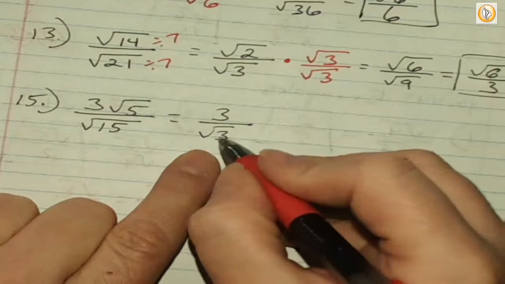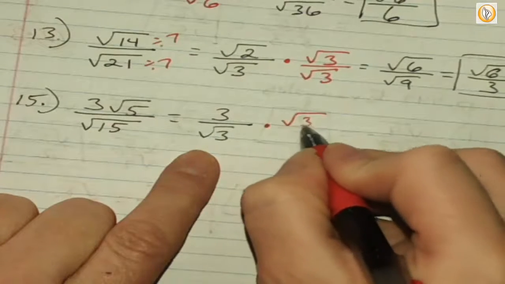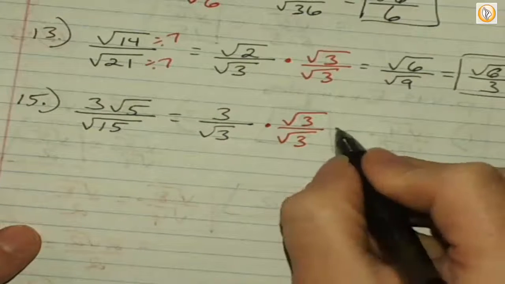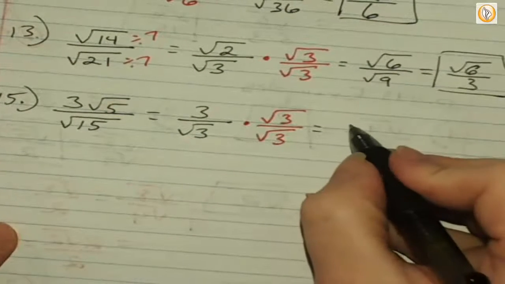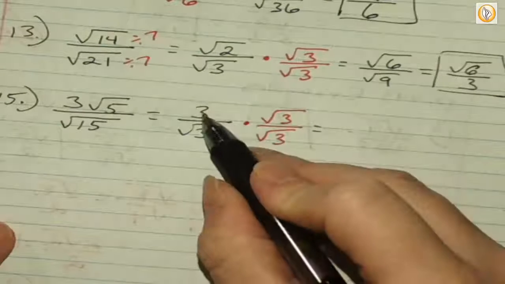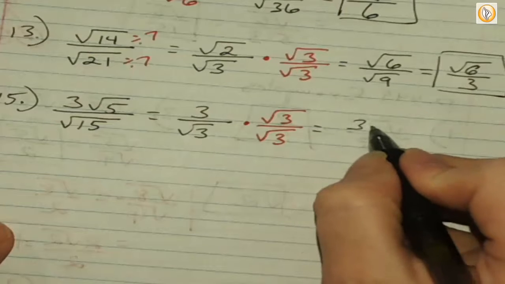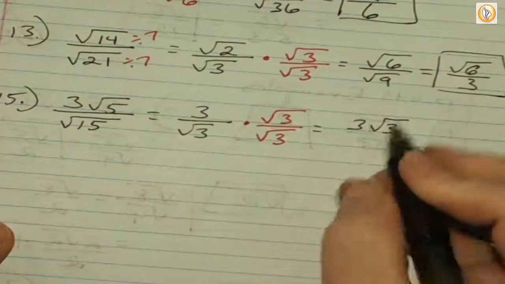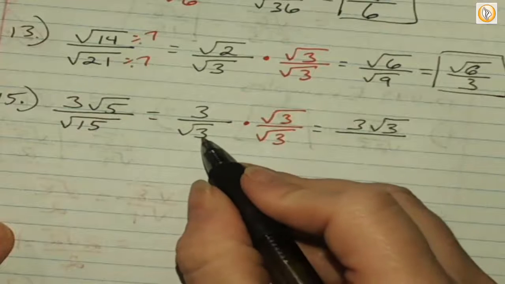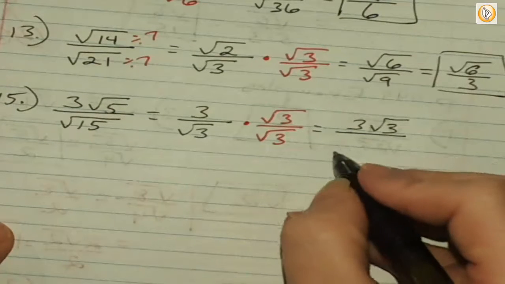Multiply, because we can't have this there. There's nothing else we can do, so we're going to multiply the top and the bottom by the square root of 3. Good job. And what do I get up here? 3 times the square root of 3. Good job. Now, here, they're both radicals, so square root of 3 times square root of 3 gives us.